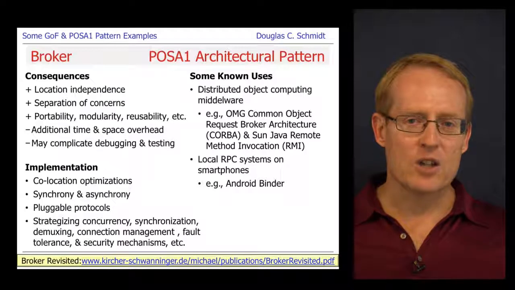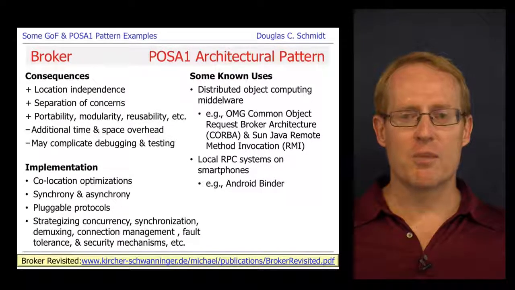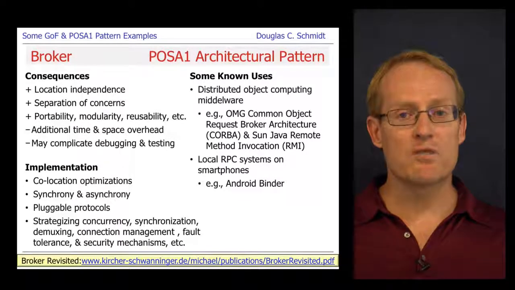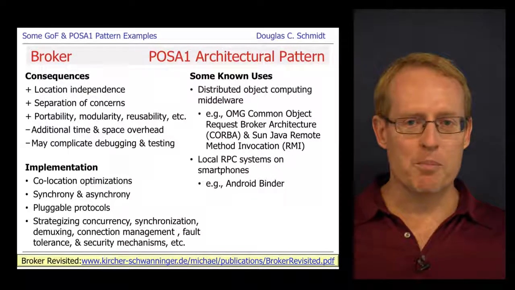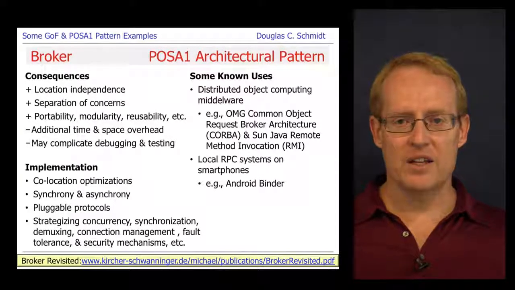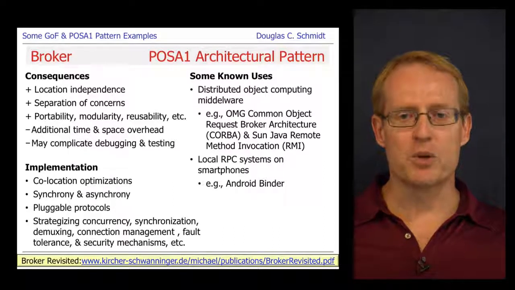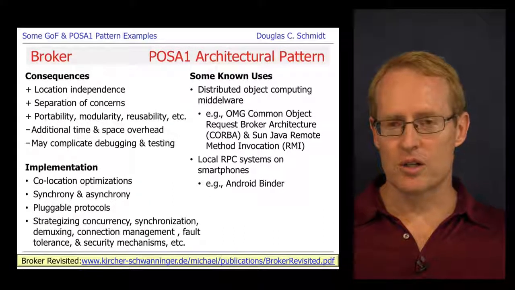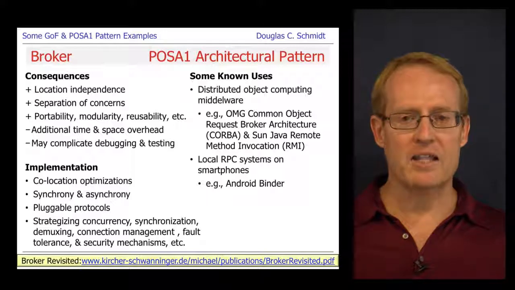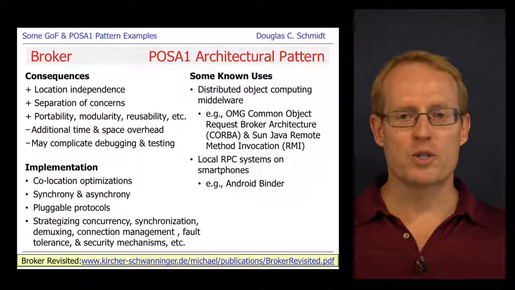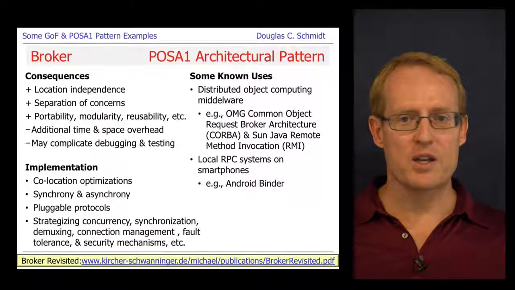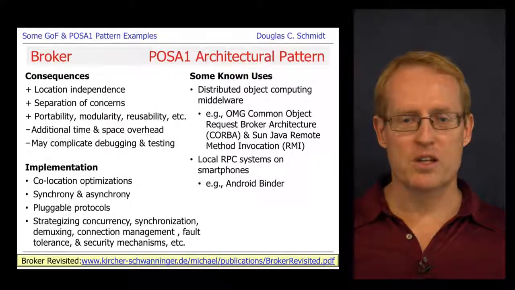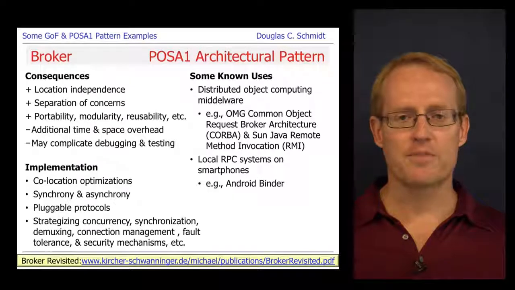An interesting place to look for additional information about Broker is a revisited version of the Broker pattern from the original POSA 1 book. The authors went back a number of years later and took a look at some of the literature that had been produced between the time they wrote their initial description of Broker in the mid-90s and came up with a revised version that tries to capture more of the design issues, more of the forces, and provide different approaches to different implementation techniques, and so on.